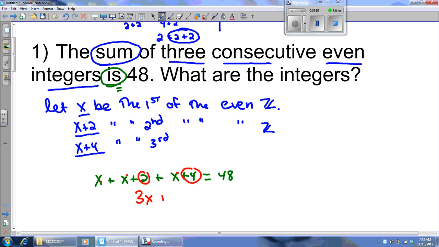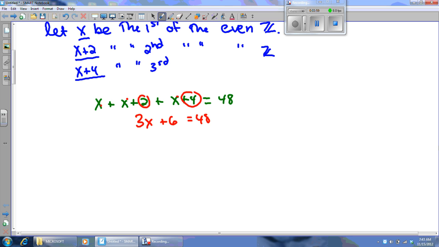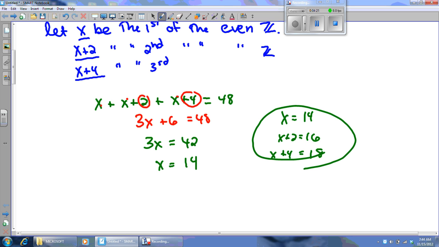Well, that makes 6. And it still equals 48. Now I have a simple two-step equation that I can go ahead and solve. I'll get 3x is going to equal 42, dividing both sides by 3, and I believe I'm going to get 14. So x equals 14, x plus 2 is 16, and x plus 4 would therefore be 18. And there are your answers. There are the three integers.